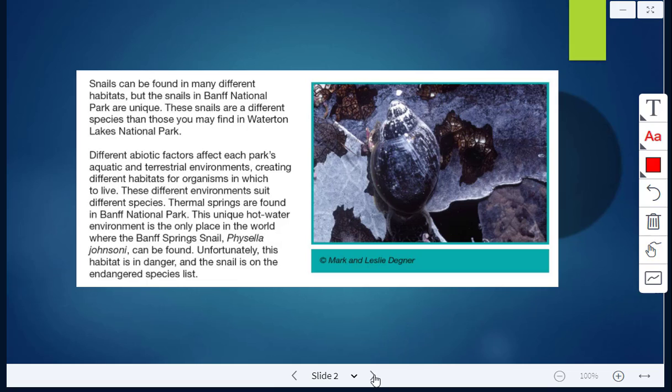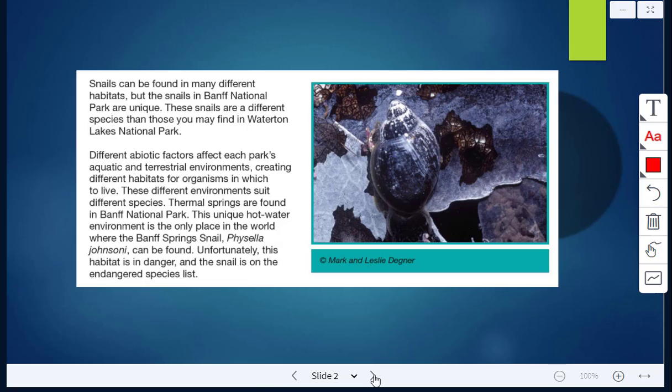So there are abiotic factors and there are also biotic factors that we've talked about. So different abiotic factors affect each park's aquatic and terrestrial environments, creating different habitats for organisms in which to live. So these different environments are going to suit different species.